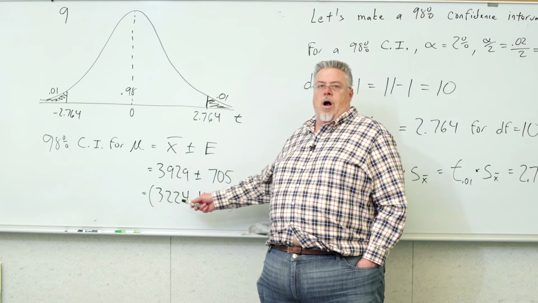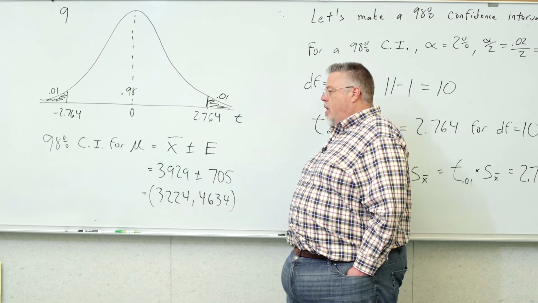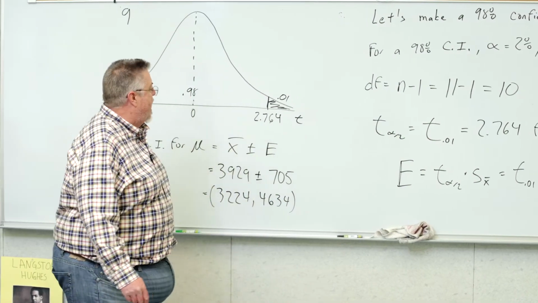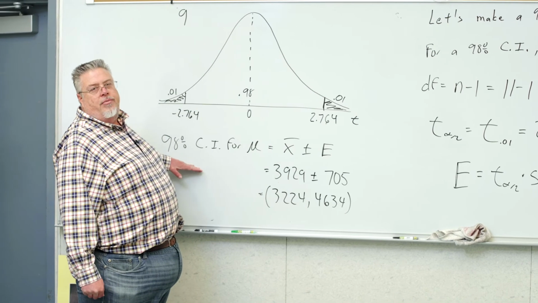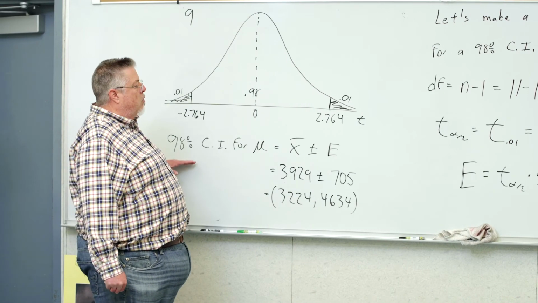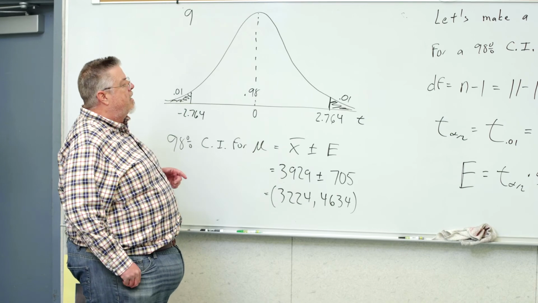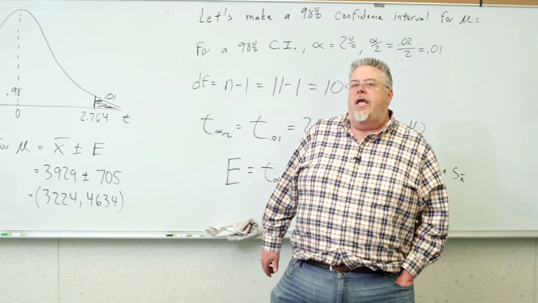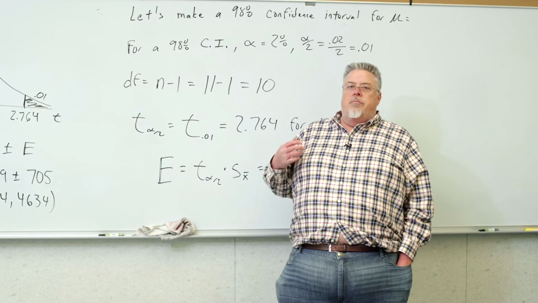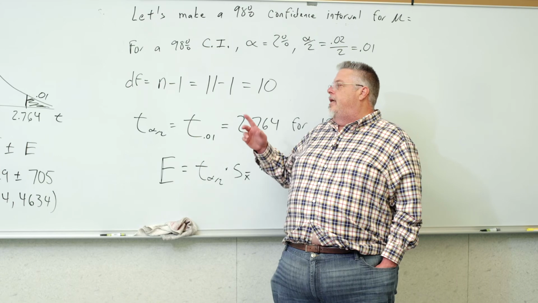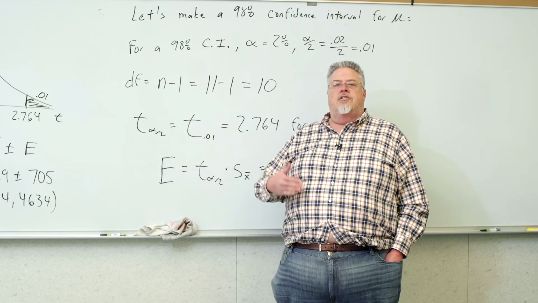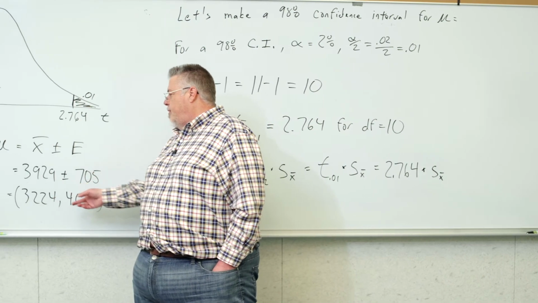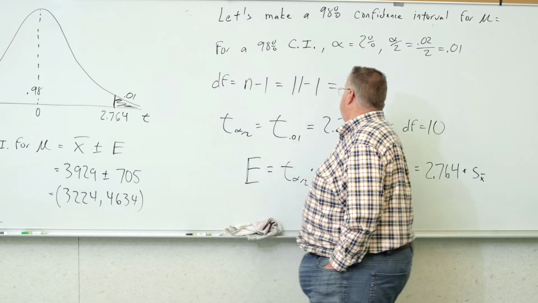Now that's a pretty wide confidence interval. Well, here's why it's a very wide confidence interval. One, I was looking for a lot of confidence. I was looking for 98% confidence. But even more so, what made this wide is I was trying to estimate what is the average weight of all hippos in the world based on a random sample of only 11 hippos. So because my sample was so small, I ended up with a very wide confidence interval.